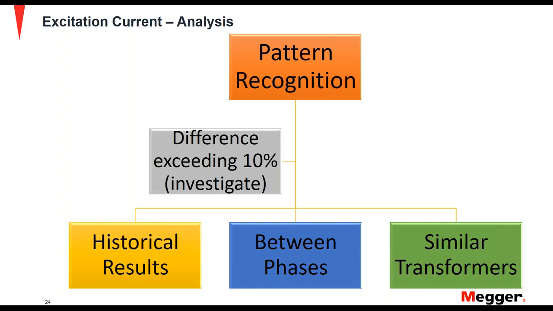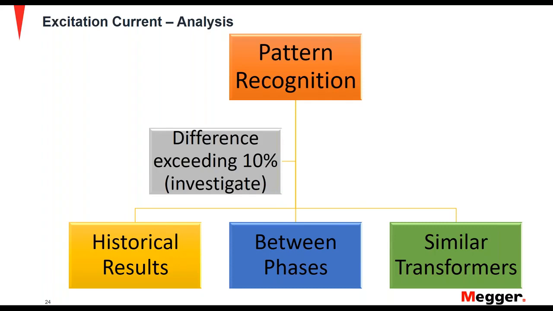Now, you could also have situations where you have comparisons between the phases, which is our next type of comparison. So in between phases, for example, if you have a high-low-high pattern, you would want to compare the two values that are high. We saw in the previous part of the presentation that the outer phases, namely the A phase and the C phase, have generally higher excitation current values. So comparing those two values will provide some insight on the status of your transformer winding and transformer core. The last type of comparison is between similar transformers.